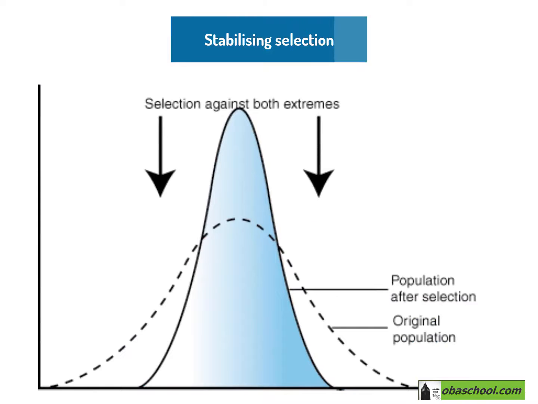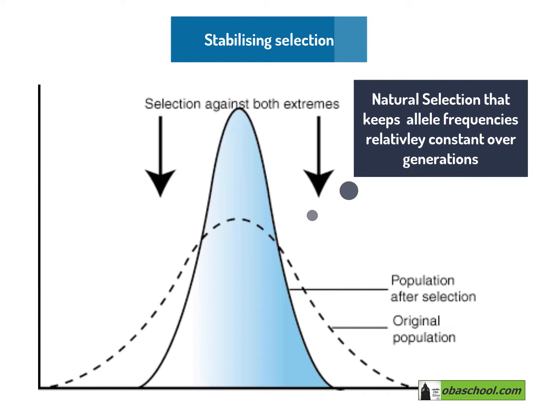Stabilizing selection is a natural selection that keeps allele frequencies relatively constant over generations. This means things stay as they are unless there is a change in the environment.